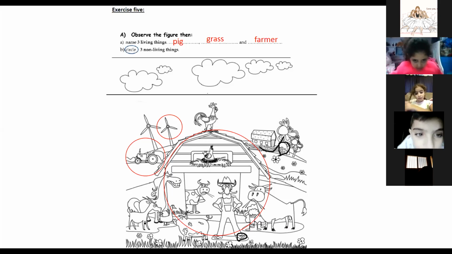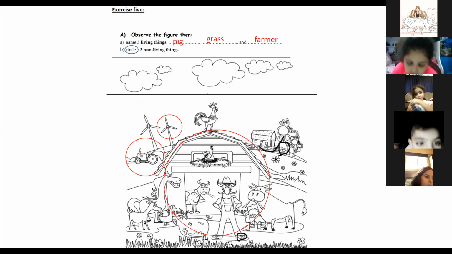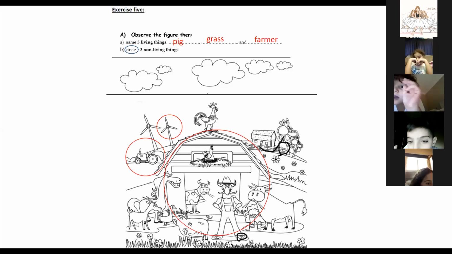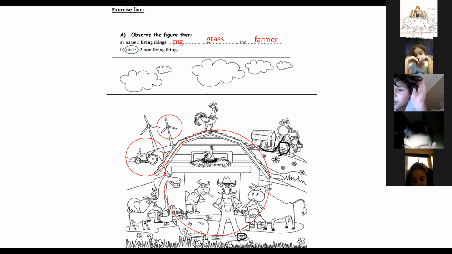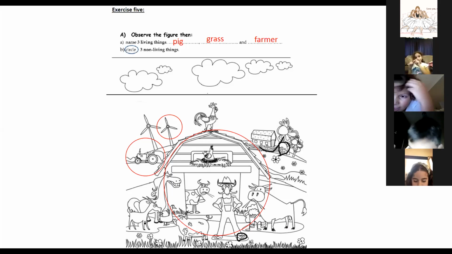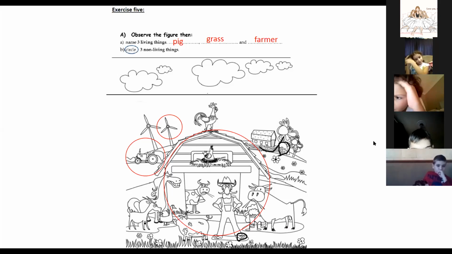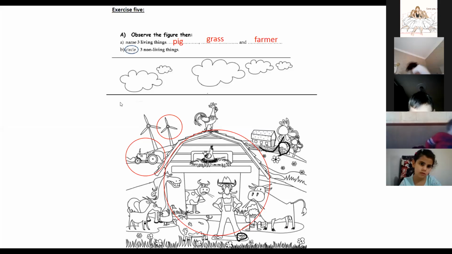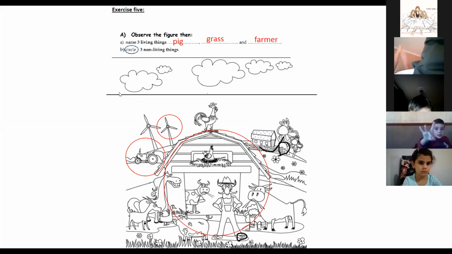Iba, what did you write for the living? I write a farmer, a cow, and a duck. Bravo, farmer, cow, and a duck. Noor, what did you write? I write cow, farmer, and flowers. And flowers, as we all know that plants are living things.